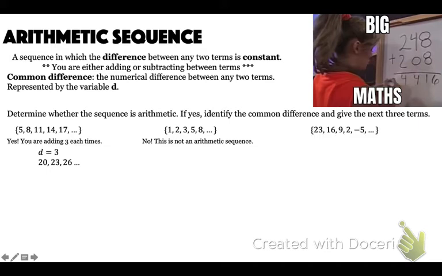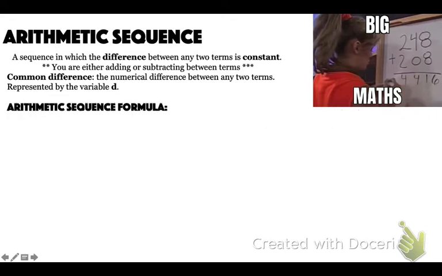This one, if I go from 23 to 16 to 9 to 2 to negative 5. Well, 23 minus 7 is 16. 16 minus 7 is 9. 9 minus 7 is 2. 2 minus 7 is negative 5. Yes, you're subtracting 7 each time. So there's a common difference. So in this case, d is negative 7. If I do negative 5 minus 7, I get negative 12. Minus 7 is negative 19. Minus 7 is negative 26.